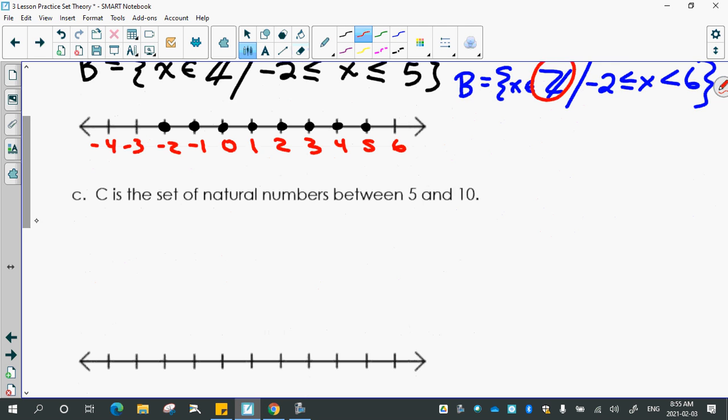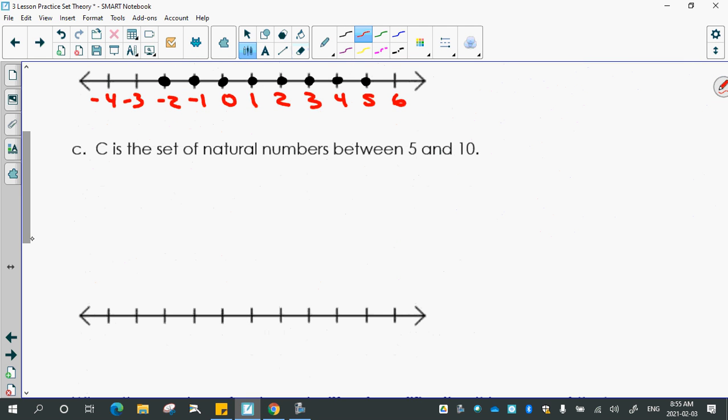C is the set of natural numbers between 5 and 10. So see if you can write out C explicitly, with the smallest number in the set to the biggest number in the set.